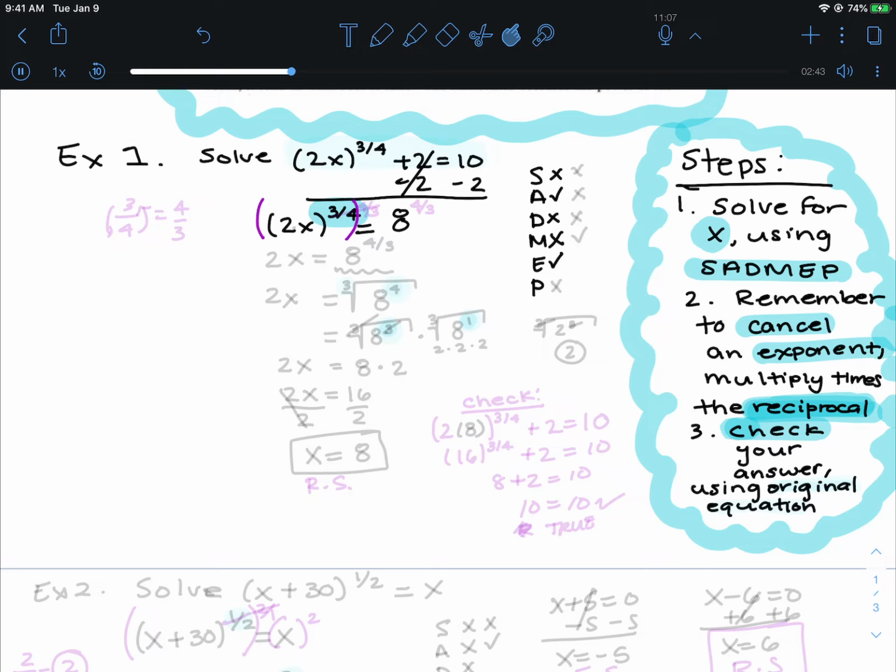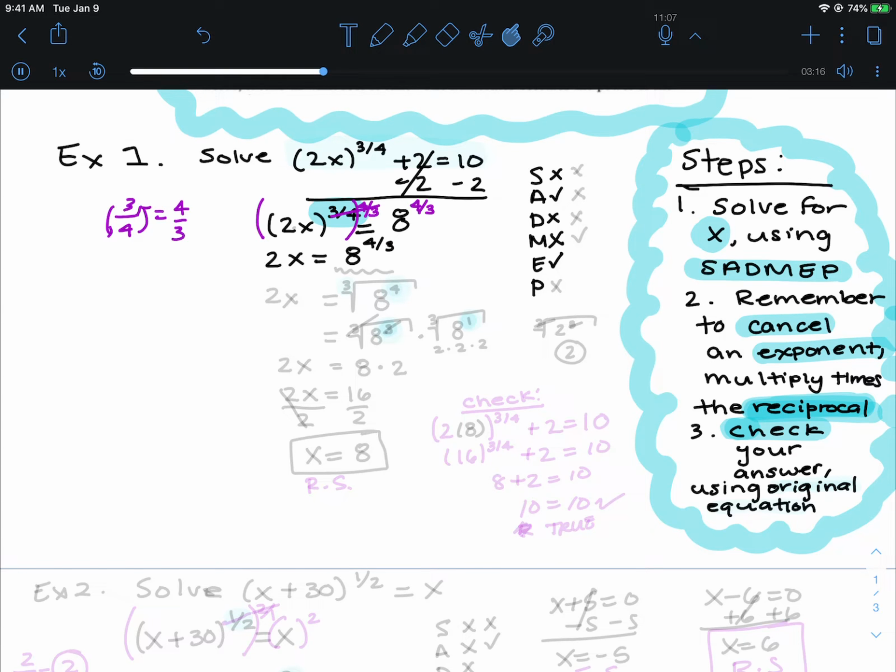So if you have 3/4, the reciprocal of that would be flipping this, which would now be 4/3. So I'm going to multiply this by 4/3. And then what you do to one side, you do to the other side. By doing that, this right here cancels out. So now you're going to have 2x equals 8 to the power of 4/3.